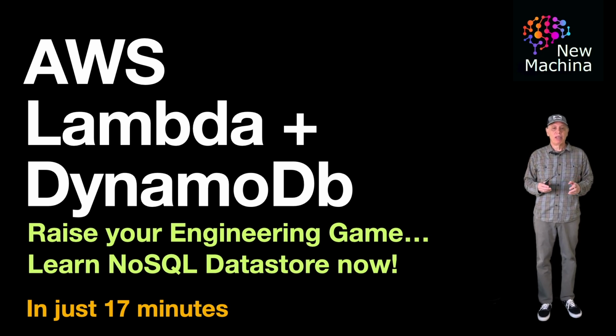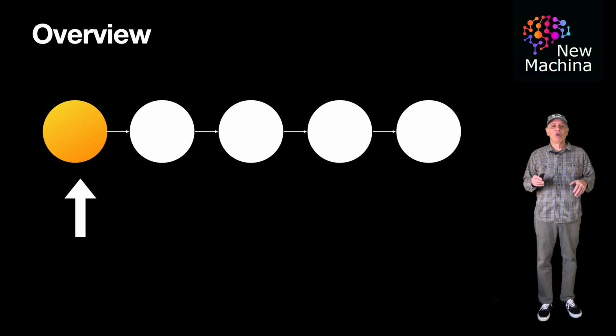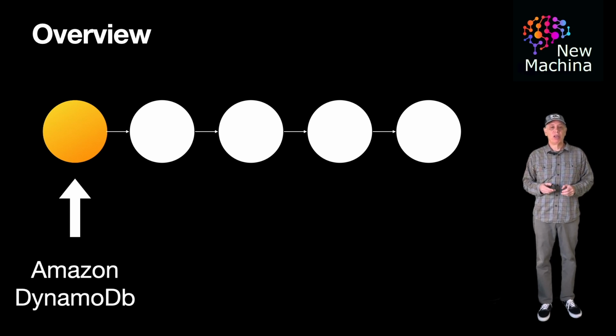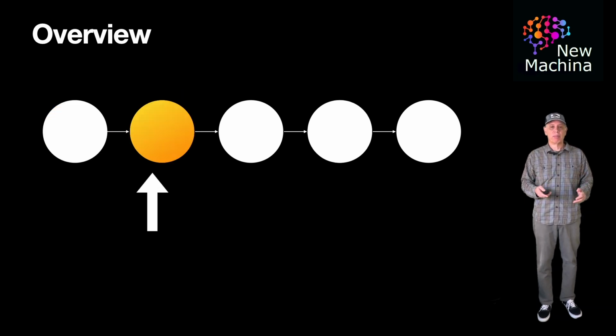Amazon DynamoDB is a serverless, fast, flexible, key-value document data store service in AWS Cloud. Okay, let's get started. I'm going to give you a quick overview of what we're going to cover in this video. First, I will introduce basic DynamoDB concepts.